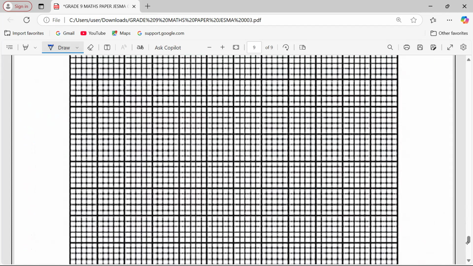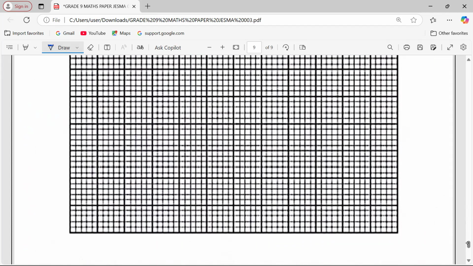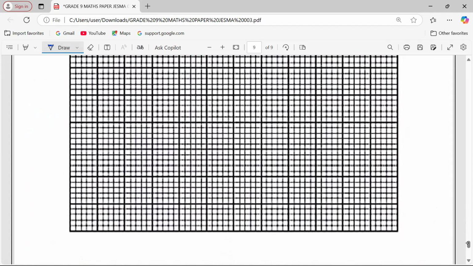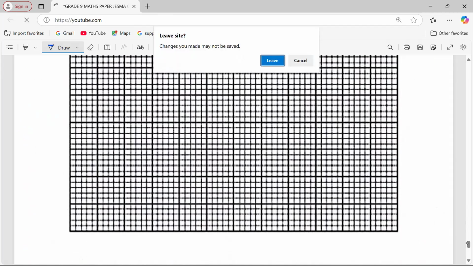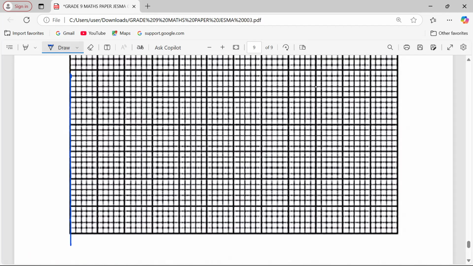Something that must be known about bar graphs is that in a bar graph, we draw bars that represent the quantities. And something else that you're supposed to know is that in a bar graph, the bars are usually spaced. They are never in contact. So we are supposed to space the bars in a bar graph.